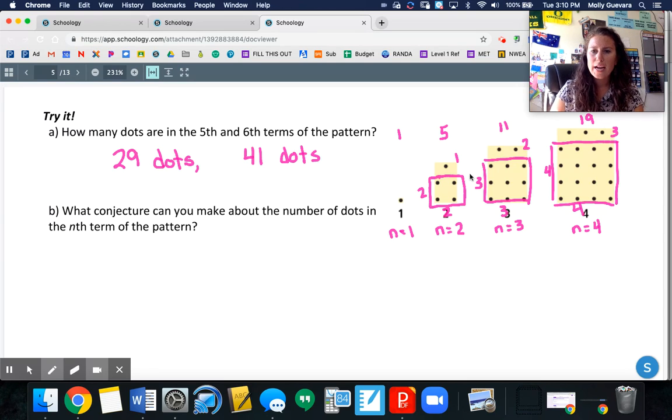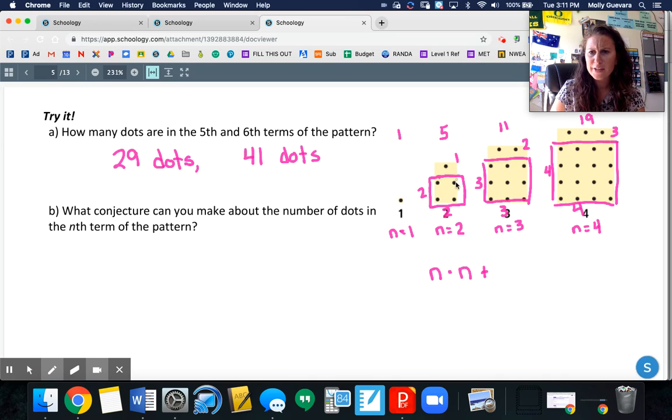So what I noticed is that whatever n is, I have n times n, right? If n is 2, it's 2 times 2. If n is 3, it's 3 by 3. If n is 4, it's 4 by 4. So it's n times n. And then I also have to include this number.